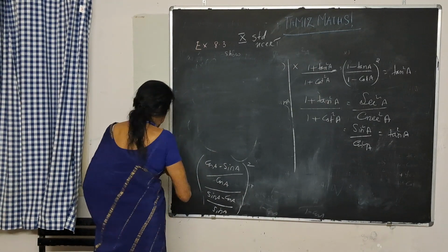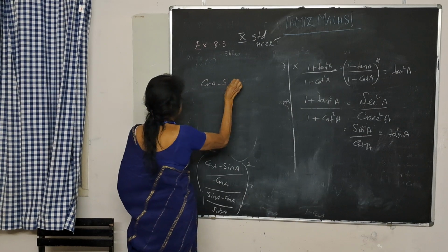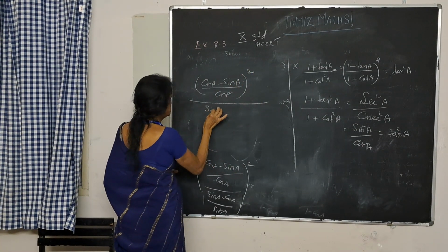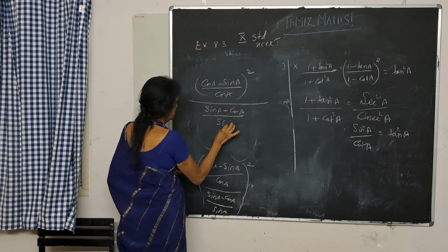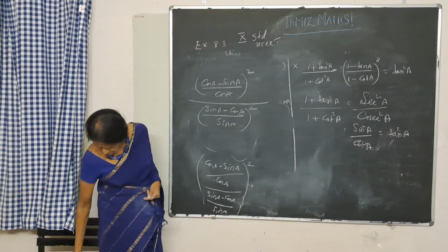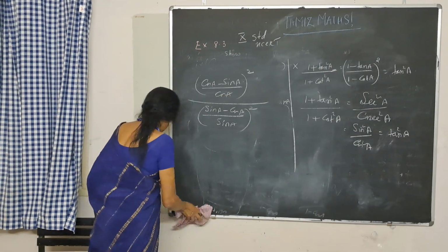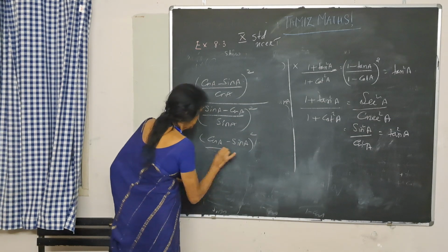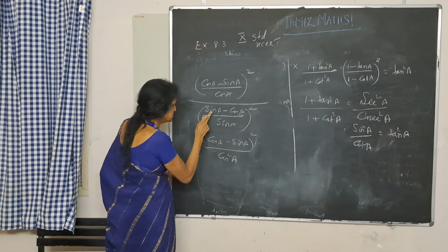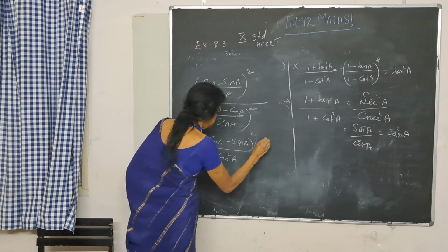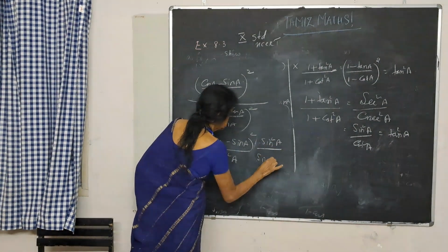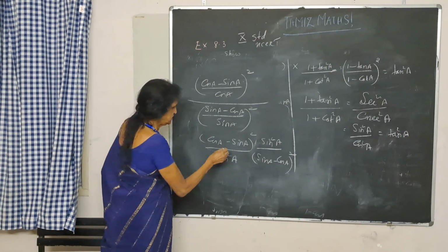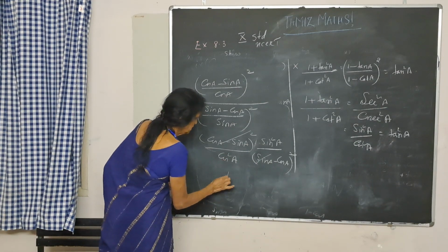So this will be now cos A minus sin A by cos A, whole square, by sin A minus cos A by sin A, whole square. One more step I will give you so that we can have better understanding. So this will be now (cos A minus sin A) whole square by cos square A, and this will be (sin A minus cos A) whole square by sin square A. So sin square A will go to the top. My dear viewers, (A minus B) whole square and (B minus A) whole square are same. So these two will get cancelled. Sin square A by cos square A, which will be tan square A.